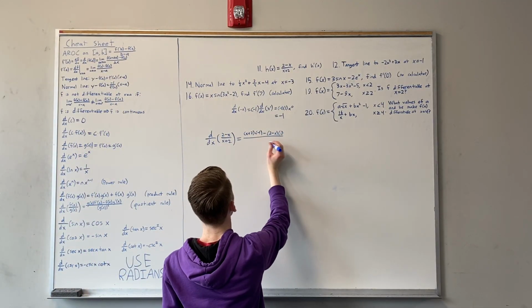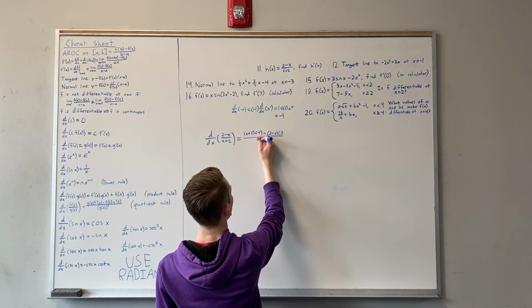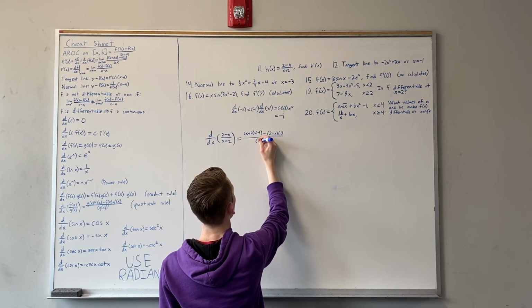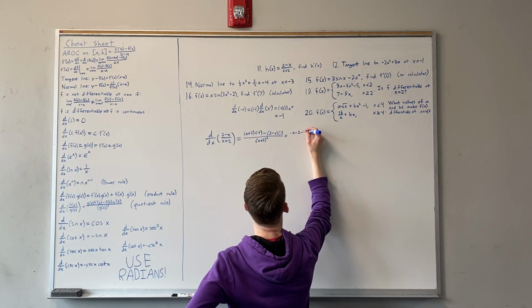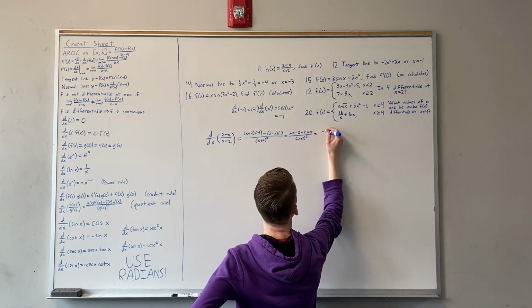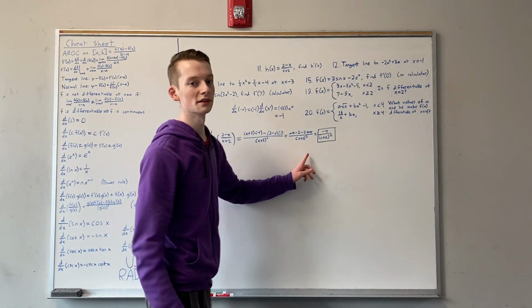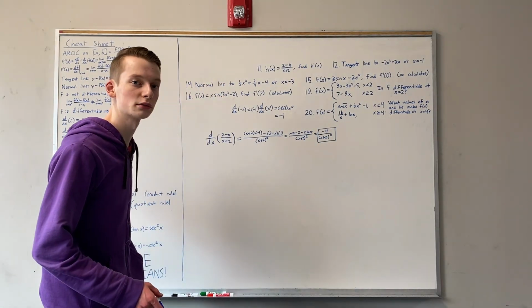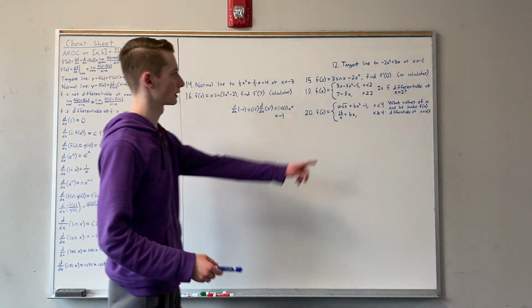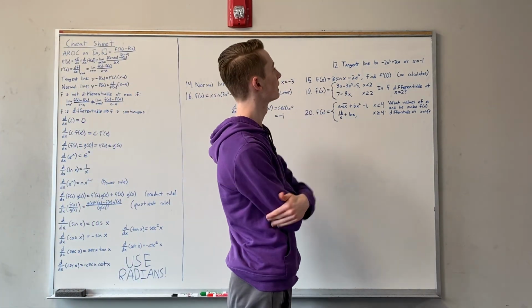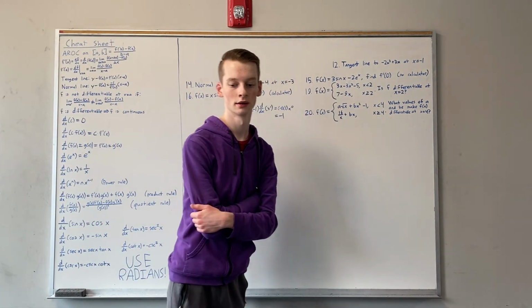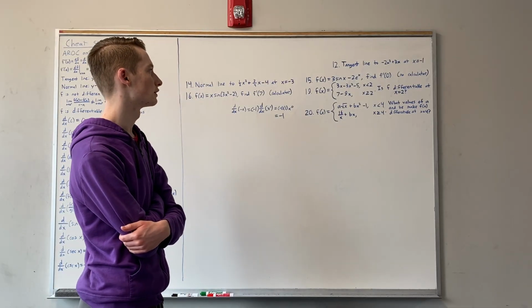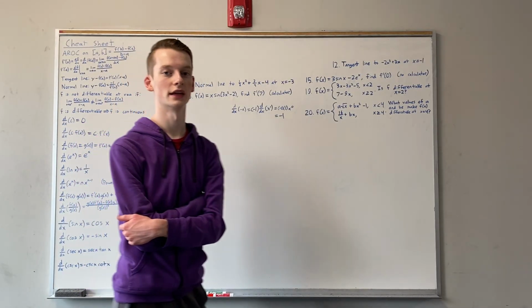And then in the bottom, I need the square of my denominator. And then simplifying things, I get negative 4 over x plus 2 squared. Okay, number 12, I want the tangent line to negative 2x cubed plus 3x. That's my function. And I want the tangent line to that function at x equals negative 1.